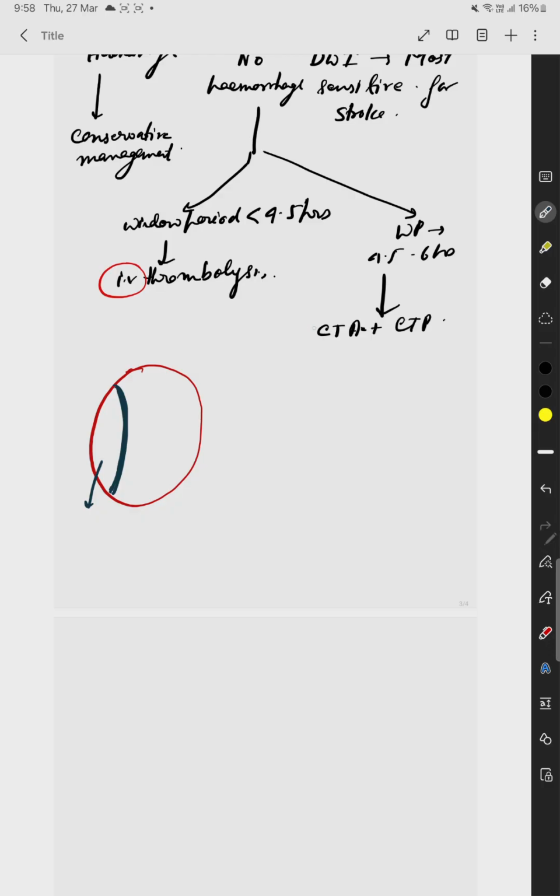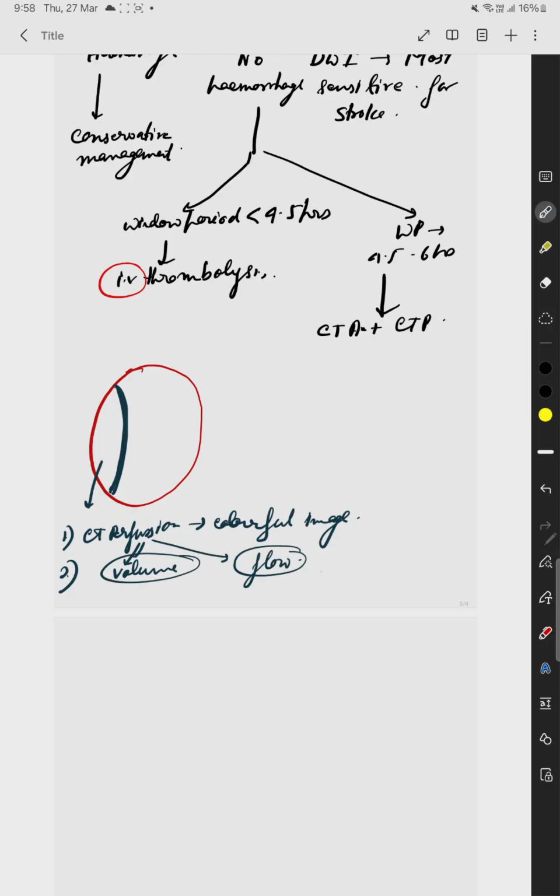So what does CT perfusion help us with? In CT perfusion, first of all, we will see how to identify it. In CT perfusion we will see a colorful image. From there we can see the CT volume and the flow. We can see the volume and the flow.